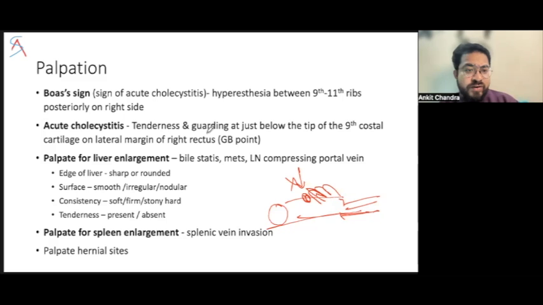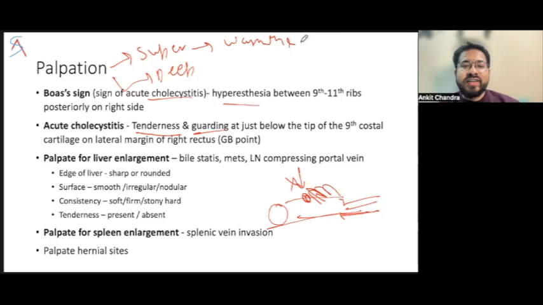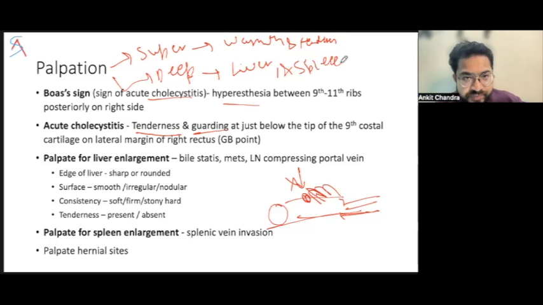Right now, we'll focus on today's case, which will be related to the gallbladder. For the palpation, you do a superficial palpation, and you do a deep palpation. In the superficial, always look for warmth and tenderness. Don't forget this in surgery. It's very, very important. For the deep one, you palpate the liver, the spleen and other organs.